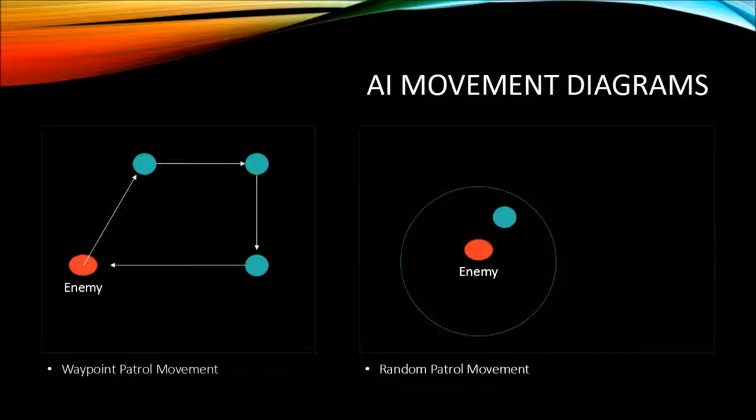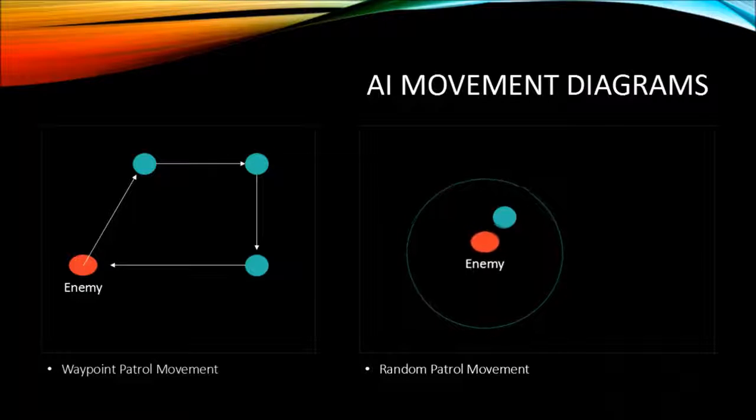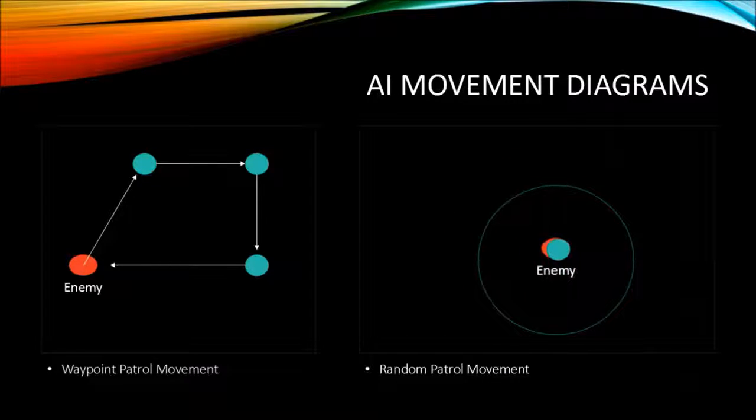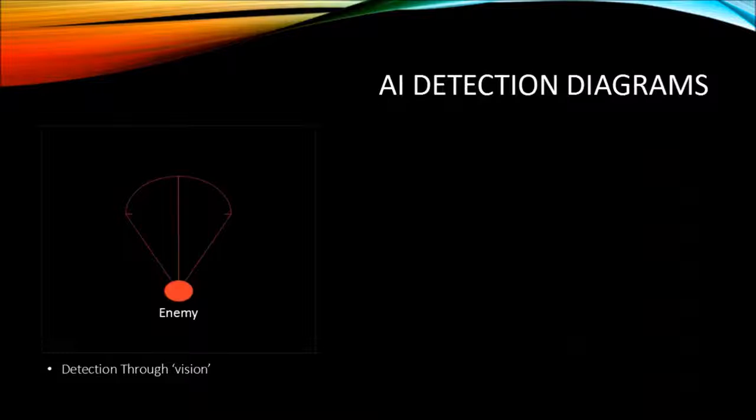The next type is more random, in that a point is generated at runtime, within a sphere around the enemy. Upon reaching the point, a new random point is generated and the previous point is discarded. This will continue to occur unless they detect the player. Next, the two detection types. Firstly, there is a detection through vision.